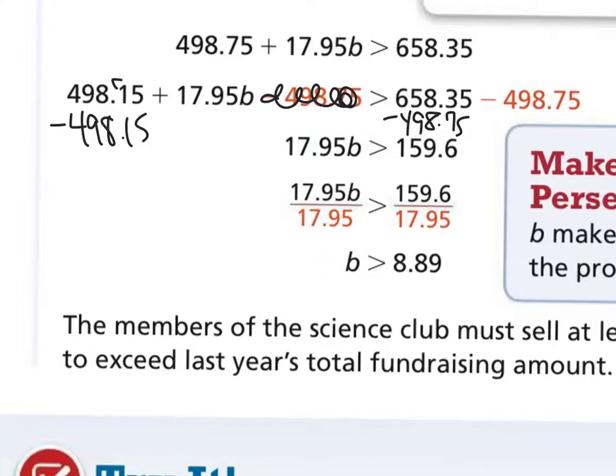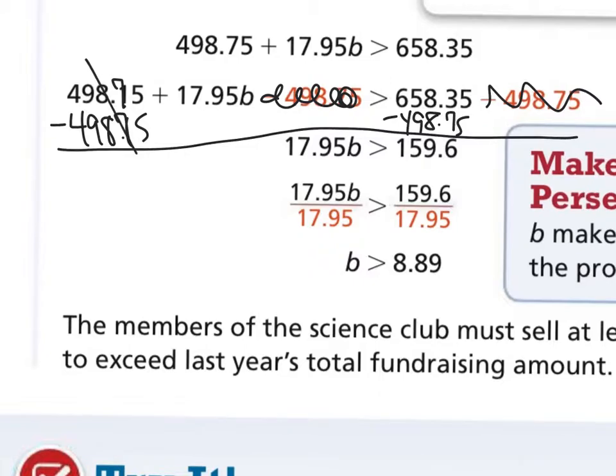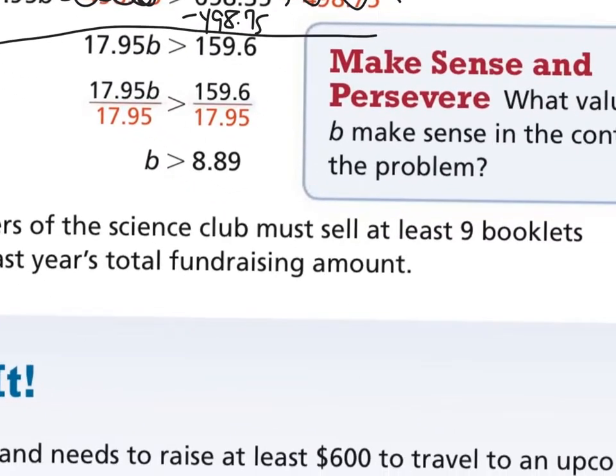So this actually is a typo. This should be 498.75. Okay, and then those cancel, and then they're multiplying, so we would have to divide by 17.95. Again, we're just dividing by a positive number, so the inequality is not going to change around directions or anything. When we do that, we got B is greater than 8.89.